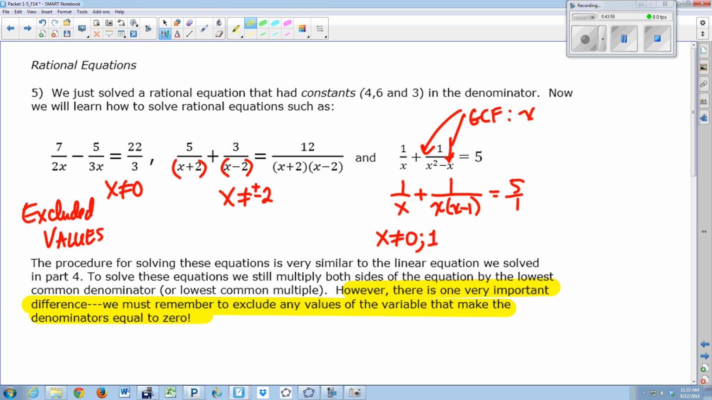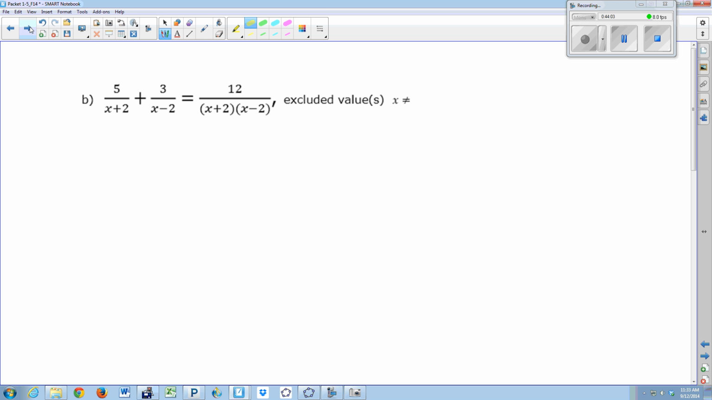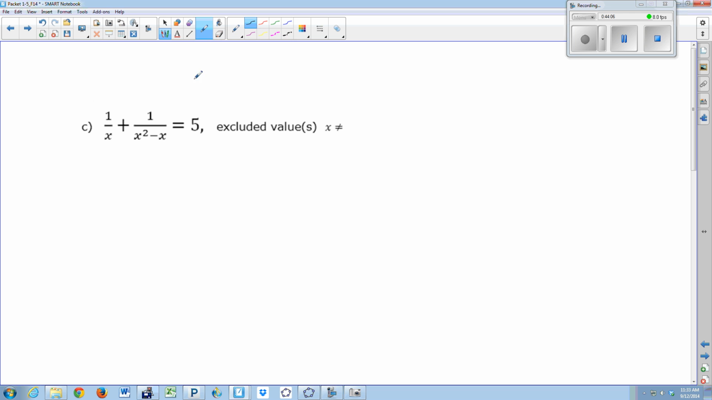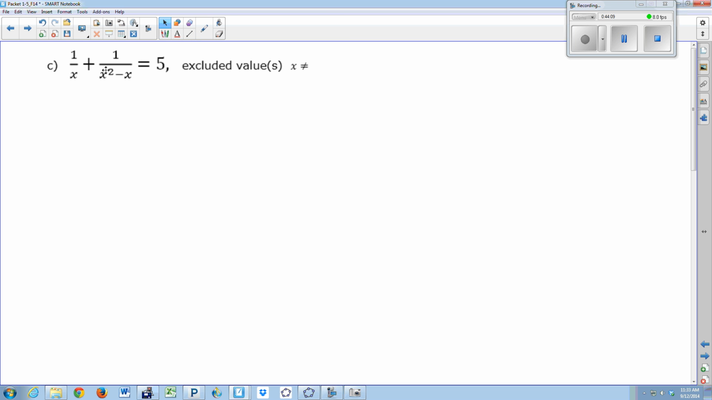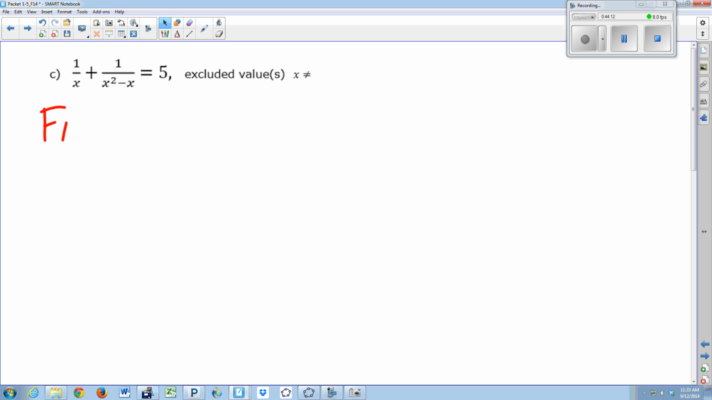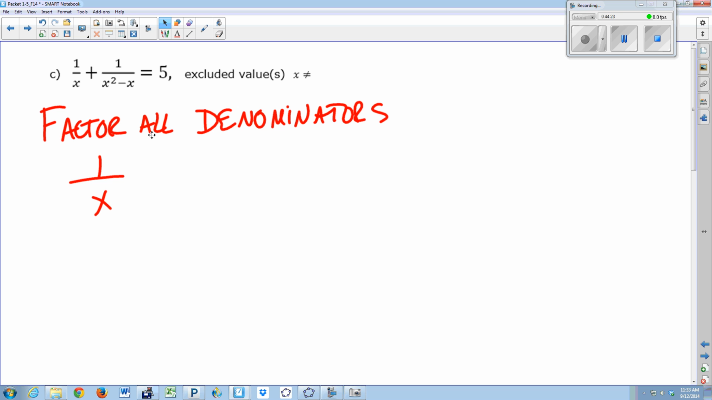All right, so we are going to solve this equation as a class, and I'm going to leave these two for you to solve. So let's take a look at the third equation here, and we'll do it as a class. Step number 1 is that you have to factor all denominators so you can find what the excluded values are. We just did that. So let's rewrite it: 1 over x plus 1 over x times the quantity x minus 1 equals 5. I'm just going to put the 1 there so we can see the numerator and denominator. So that's our first step.